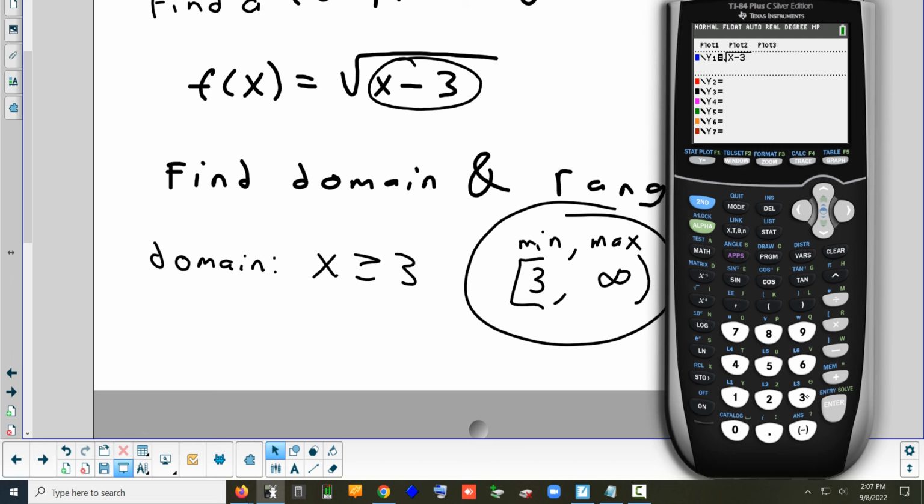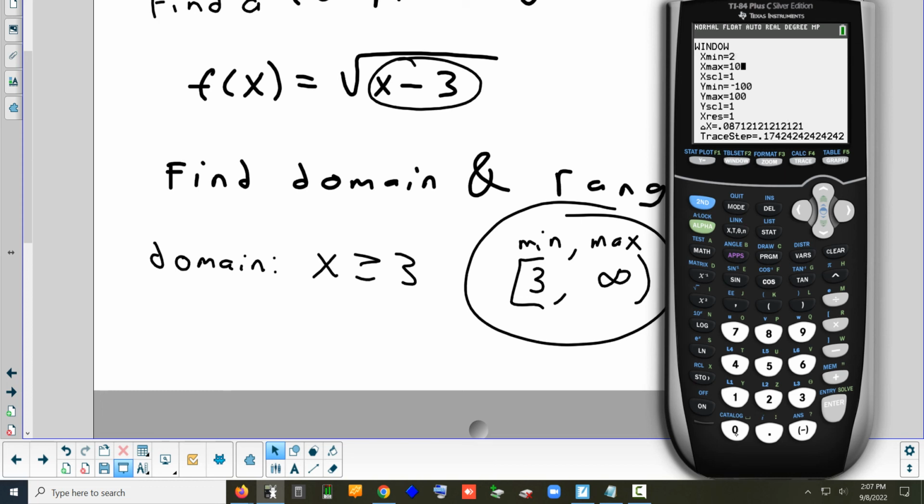Now, set your window. We already know the lowest it's going to go is 3. When I set my window, I like a little extra, just so I can see a little past. So what do you think a good minimum value would be? Yeah, so we could do 2. You could do 1 or 0. That'd be fine. I don't want my x max that big.